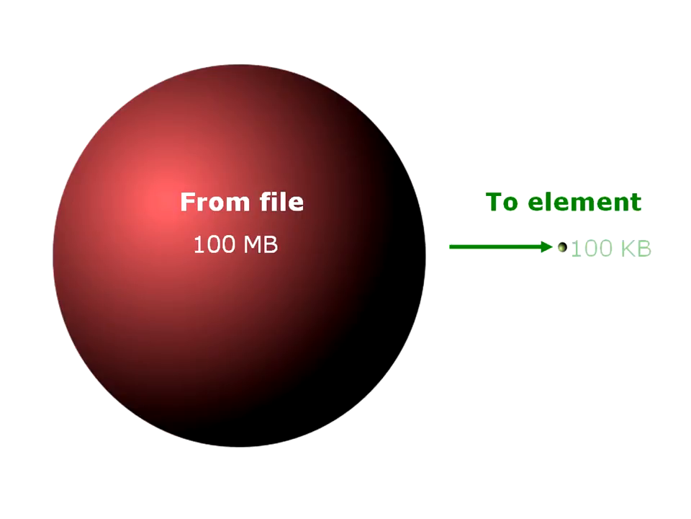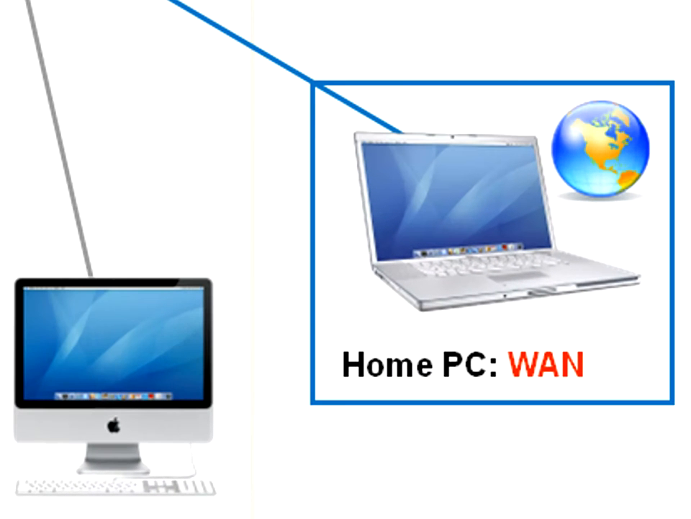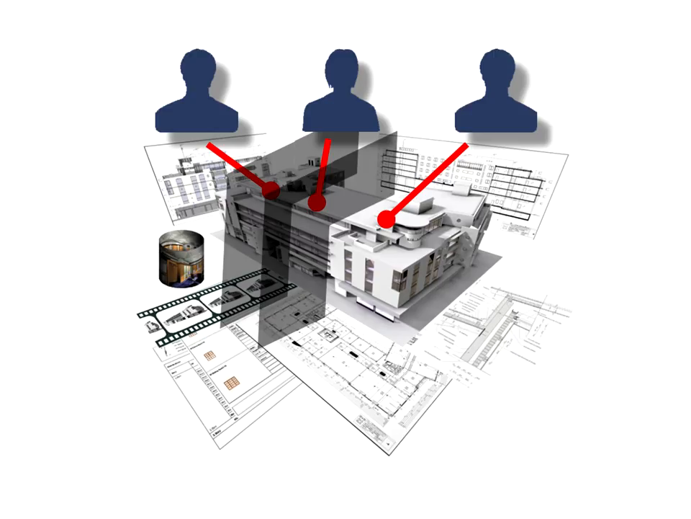Average data package size shrinks by an order of magnitude from megabytes to kilobytes. Thus, team members can collaborate in real time on BIM models through standard internet connections from virtually anywhere in the world. Faster synchronization enables closer collaboration between team members with the following benefits.